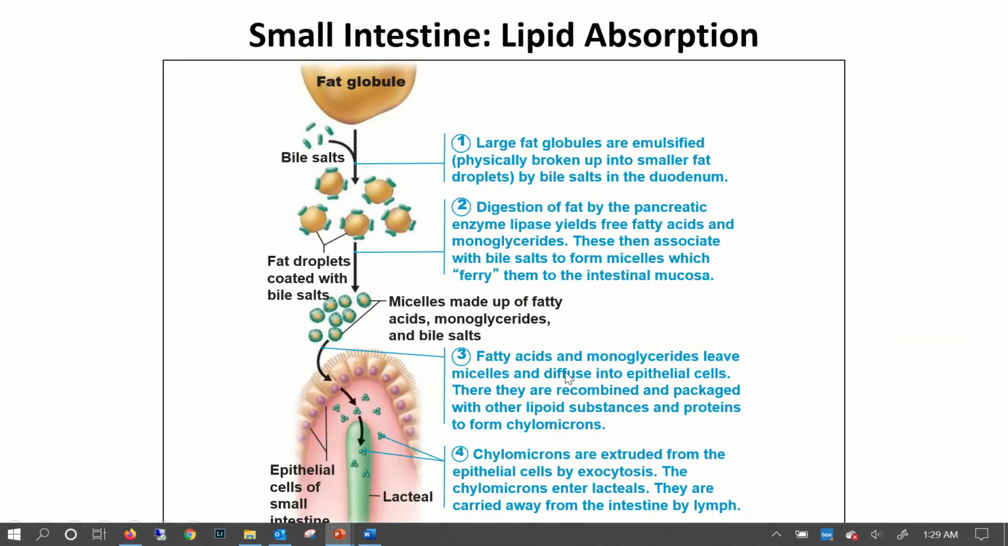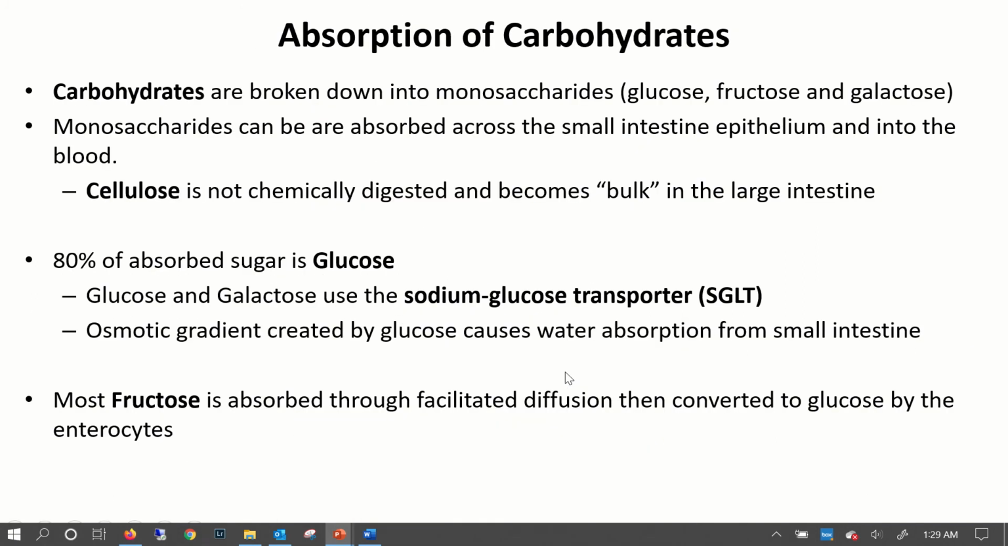Okay? We keep going then and take a look at what's happening with carbohydrates. Once again, larger carbohydrates need to be broken down into monosaccharides, the three of which are glucose, fructose, and galactose. Keep in mind that most of these monosaccharides are going to be absorbed across the small intestine and into the blood, but the large carbohydrate cellulose cannot be chemically digested and remains as is in the large intestine. This is what we think of in terms of non-soluble fiber, or bulk in the large intestine.